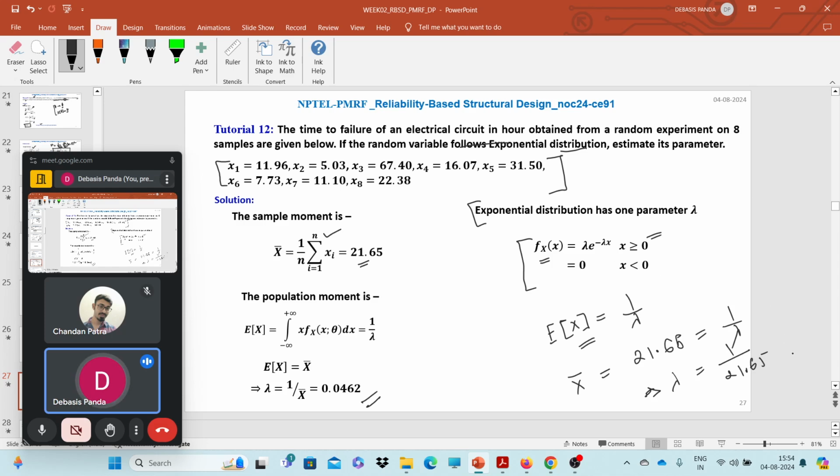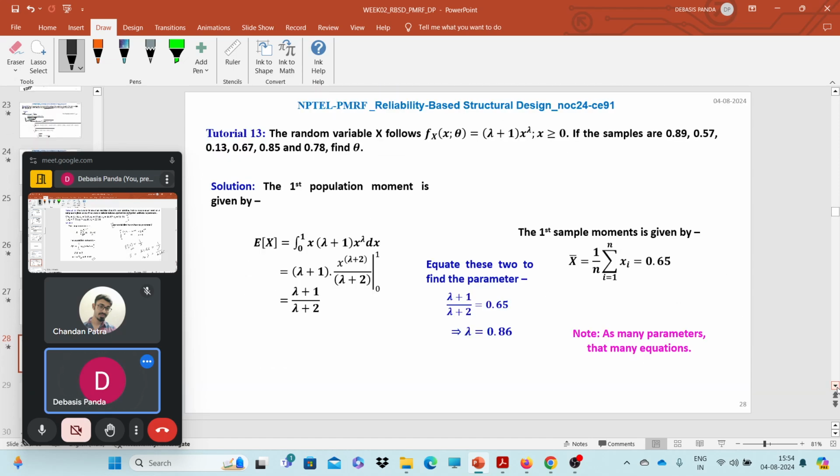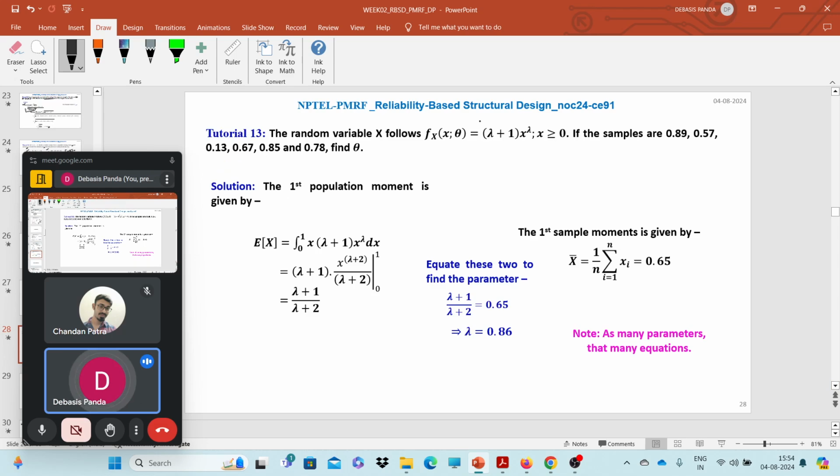Great. Now let's move to our next problem. Here we also have a random variable x. Now this x follows this distribution. The PDF of x is given, where there is one parameter, theta. So f(x; theta) will be equal to (lambda plus 1) x to the power lambda for all values of x greater than or equal to 0. And there are 6 samples. Again, the problem is to find the parameter theta.